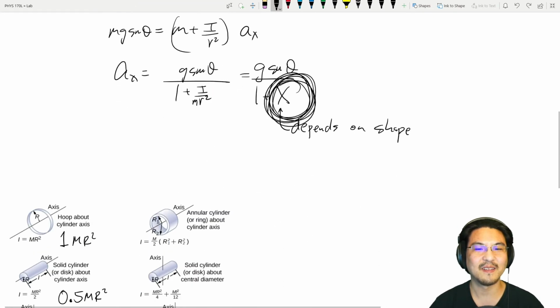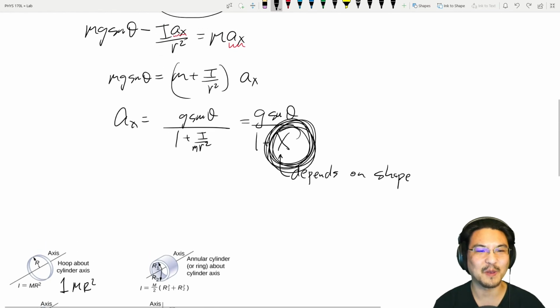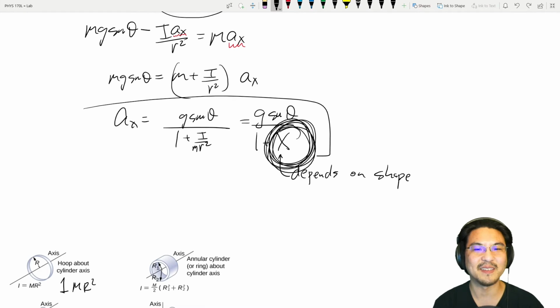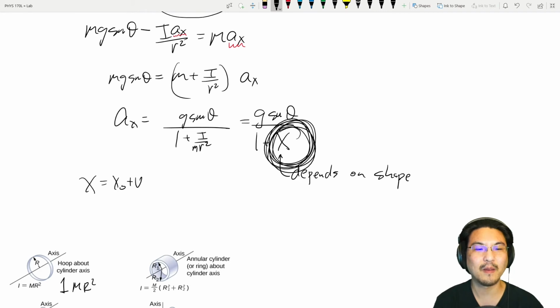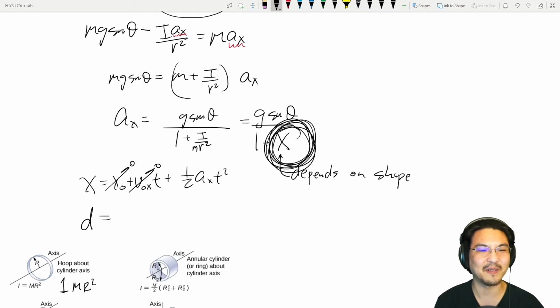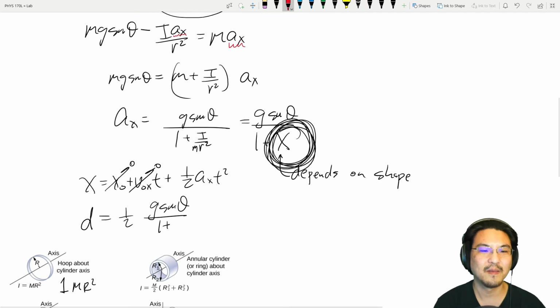And then, if we go a little bit further with the computation, notice that this is constant, which means we can use kinematics for constant acceleration, like this. Okay, and then if we start at, let's say, 0, and then it goes to some distance d, so I'll call this d, and I'll call that 0. And if we're starting at rest, this is 0. Starting at rest is 0. 1/2 ax t squared. ax is this. Let me just substitute that right there. g sine theta over 1 plus x.